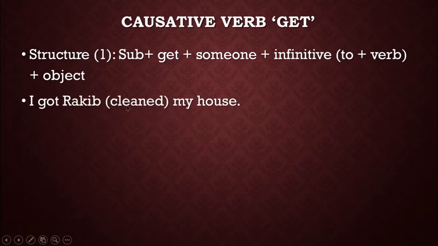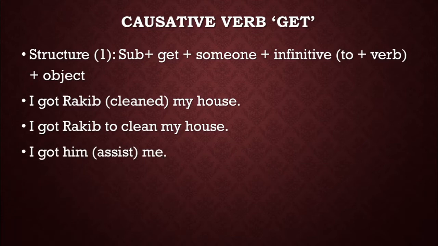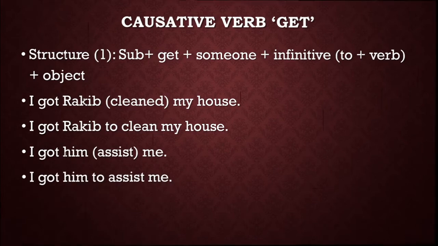I got Rakib cleaned my house. Here we are instructed to write down the verb in infinitive form. That means to plus verb form. Let's try to do it. I got Rakib to clean my house. Next, I got him assist me. Very easy. Let's try to do it. Only add to plus verb. I got him to assist me. Next.